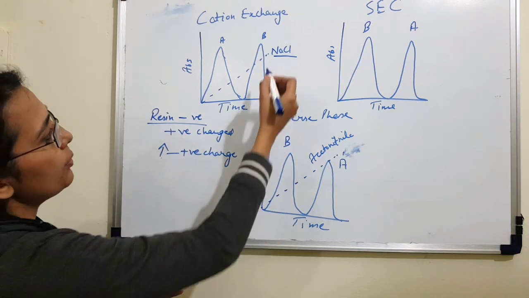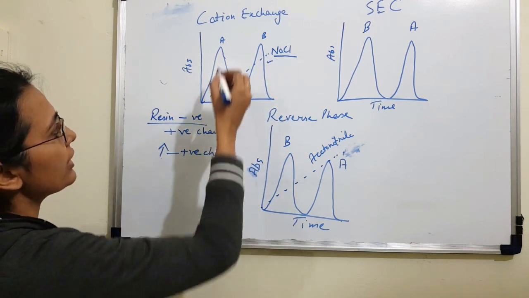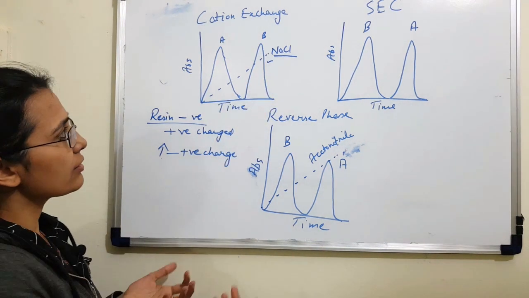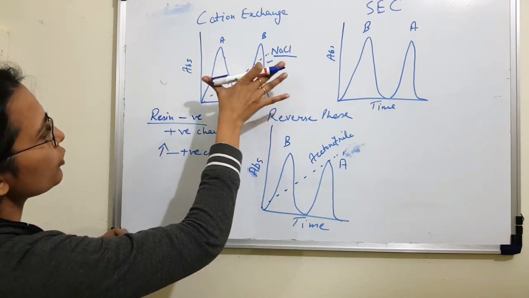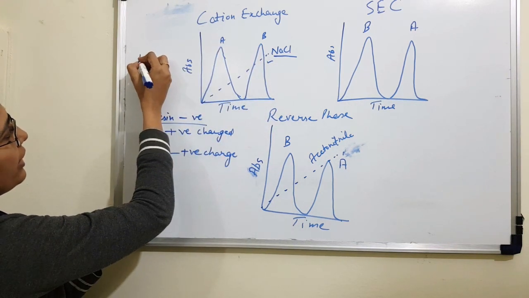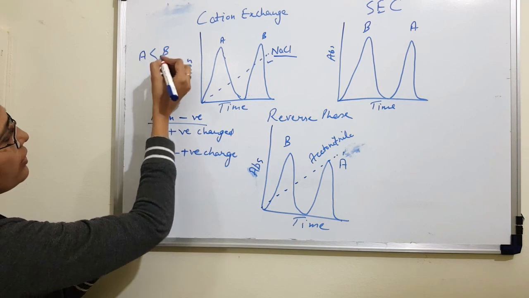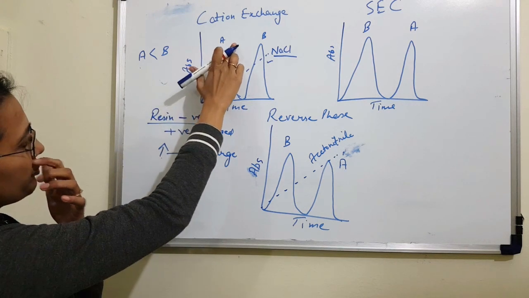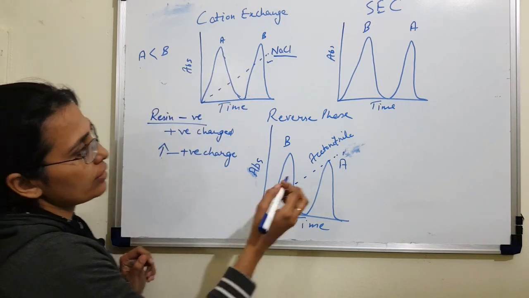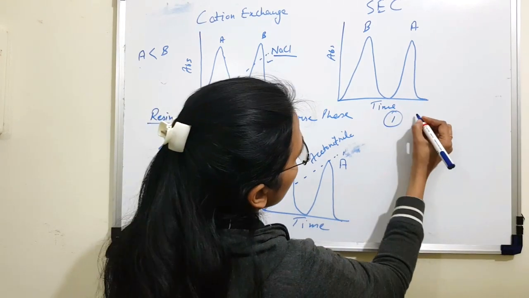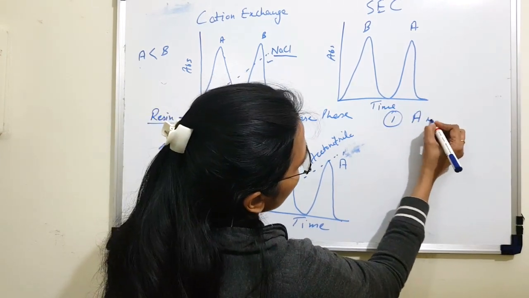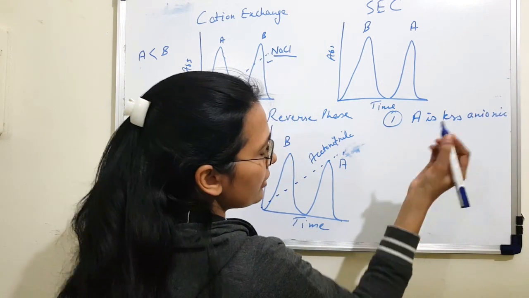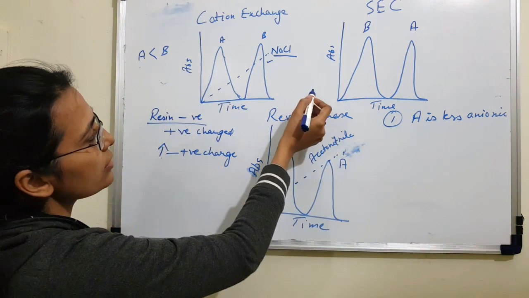which means that B has more positive charge than A. Okay, which means that B is more cationic than A. So from this graph you can conclude that A is less cationic than B, or A has less positive charge as compared to B. So from our first graph, a first conclusion is that A has less positive charge. Okay, now let's look at the second graph.